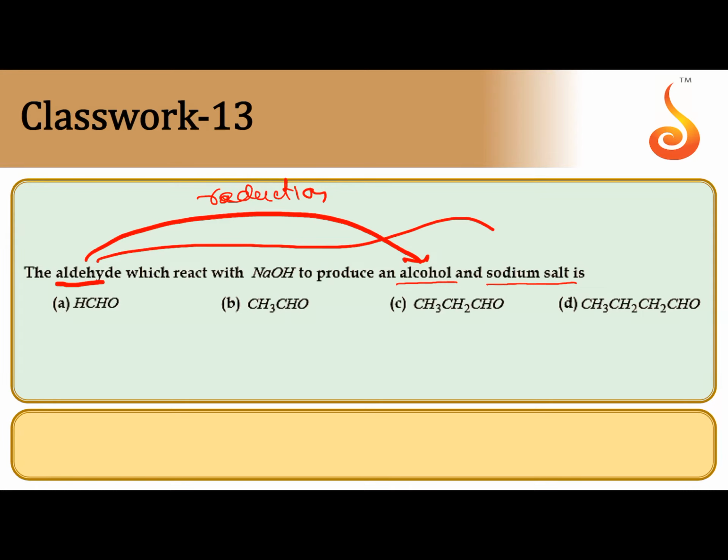Aldehyde to sodium salt of carboxylic acid, not completed here. The sodium salt of carboxylic acid is formed by oxidation. So the same aldehyde undergoes oxidation as well as reduction. This is disproportionation. Disproportionation of an aldehyde without alpha hydrogen can be done by reacting with concentrated alkali. So this is an example of the Cannizzaro reaction.